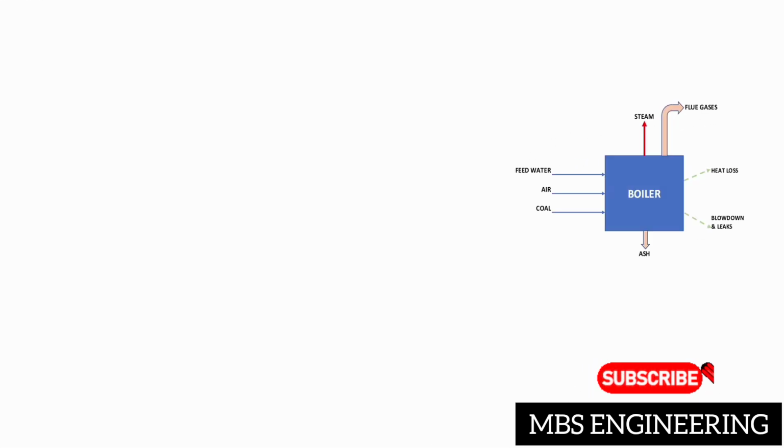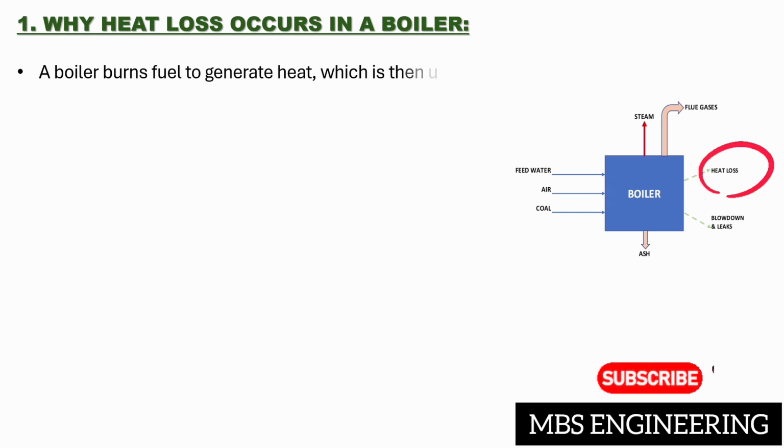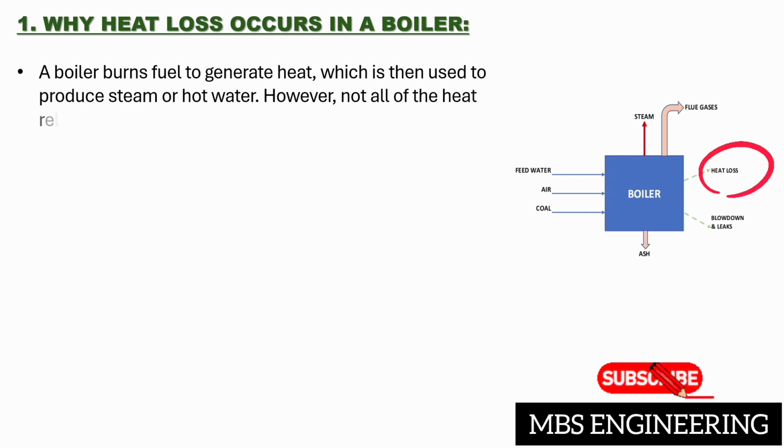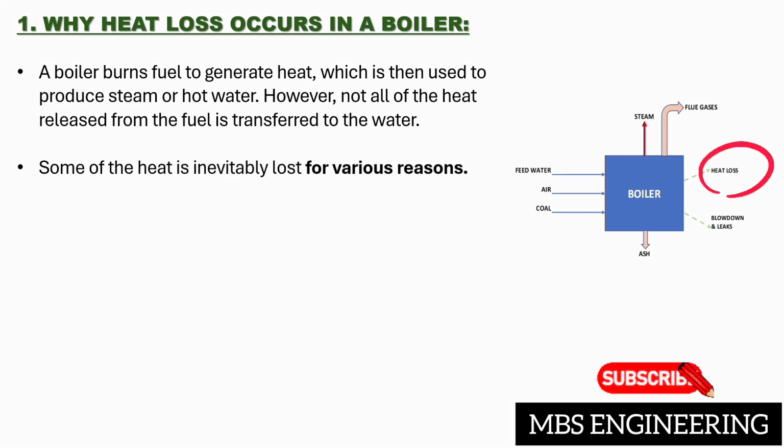Next, we will learn and understand why heat loss occurs in a boiler. When a boiler burns fuel to produce heat, not all of that energy is used efficiently. Some portion of energy is always lost. A boiler burns fuel to generate heat, which is then used to produce steam or hot water. However, not all of the heat released from the fuel is transferred to the water. Some of the heat is inevitably lost for various reasons. Please refer to the picture below for a better understanding.